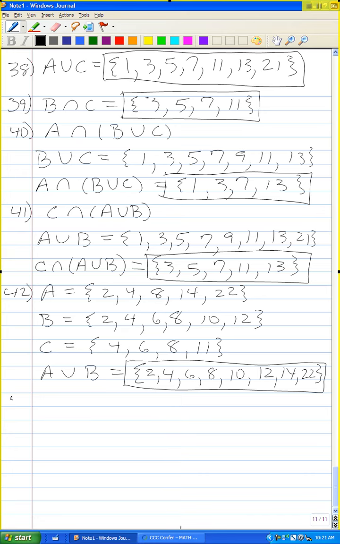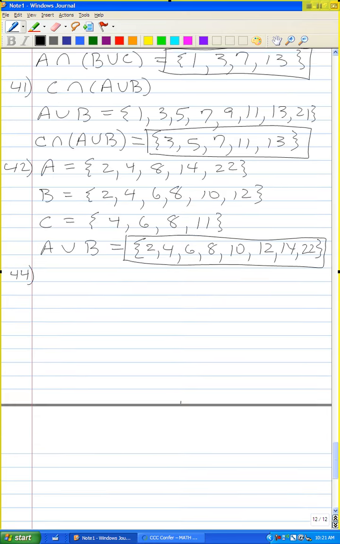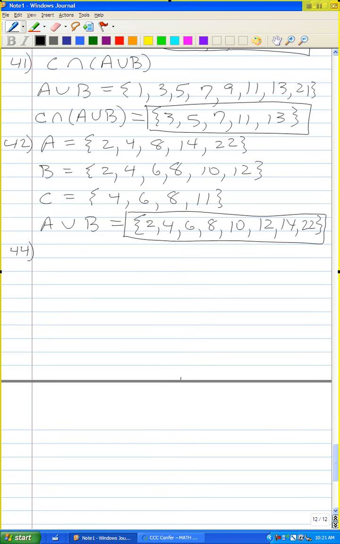44. Actually 43. No, 44. B intersects C. And so what's in both B and C? So 4, 6, 8.